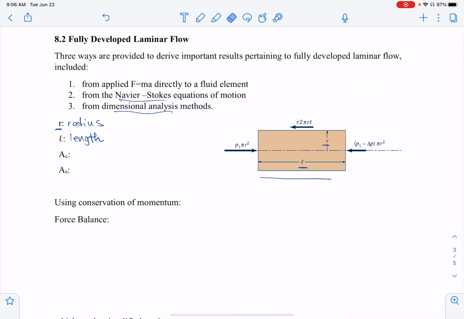And then the AC, which is the area, is pi r squared, and AS is also, okay, one of them is here, right, the area, and the other one is here. So this is going to be 2 pi r L, right? So this is our AC, and this is our AS, right?